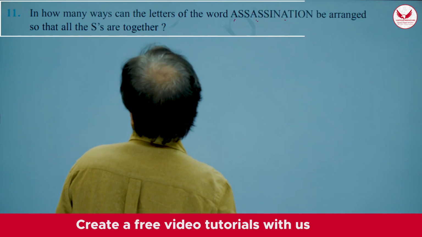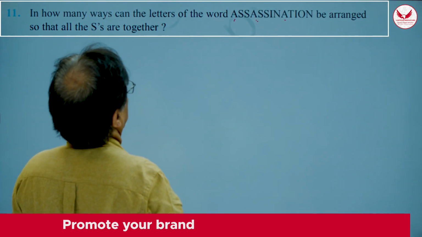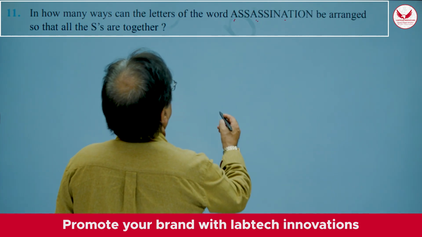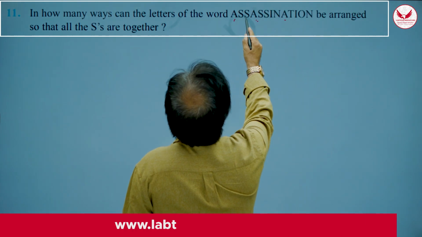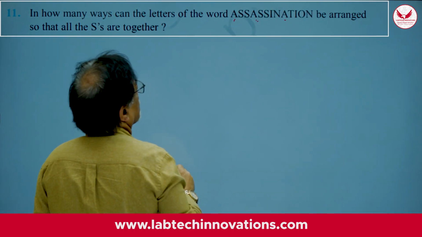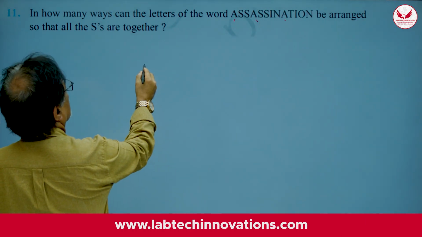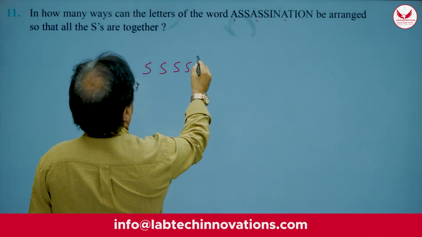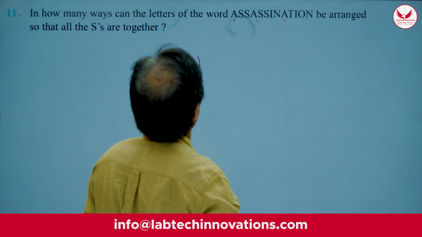Students, let us do the last problem. In how many ways can the letters of the word ASSASSINATION be arranged so that all S's are together? Now, if you look at this word, the letter S comes 4 times. So let us write that first: S, S, S, S.